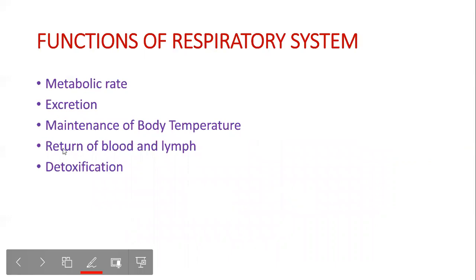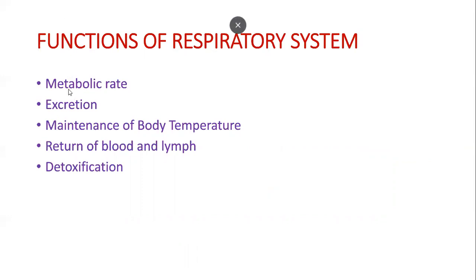Now about the functions of the respiratory system. It helps in maintaining metabolic rate. Cellular respiration, like I told you, provides oxygen for aerobic metabolism to release energy. In fact, without oxygen, there won't be energy produced from glucose. Therefore, it helps in the metabolic rate. The respiratory system also removes excess carbon dioxide and volatile substances such as ammonia, ketone, alcohol, water vapor, etc. So it also helps in excretion.